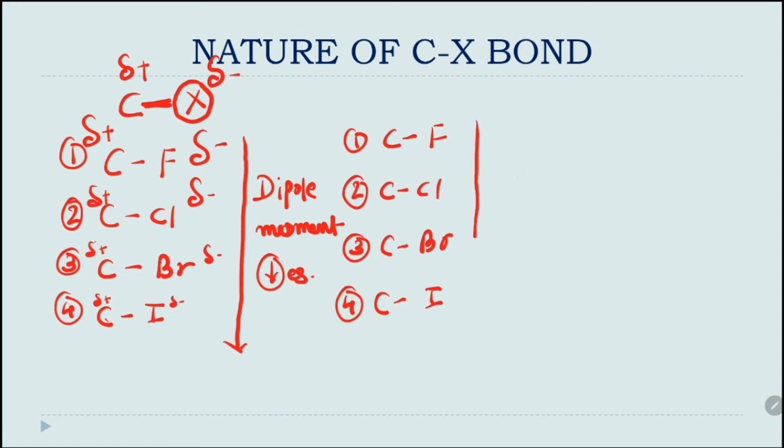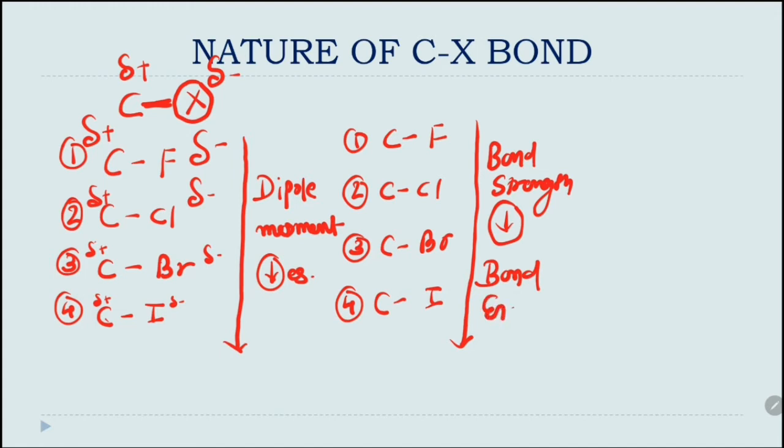So there is another order: if we move from up to down, their bond strength will decrease, and we can directly correlate the bond strength with bond energy. That means the stronger the bond, the higher the energy required to break that bond, and this energy is called bond energy. So on moving up to down, their bond energy will also decrease. Now see that the carbon iodine bond is the weakest one.